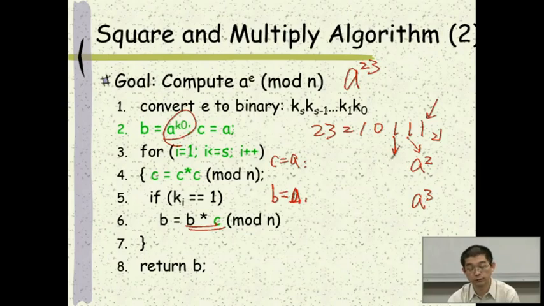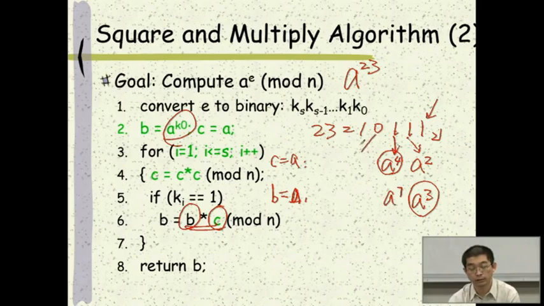And I do a square of c. c currently is a squared, now it becomes a to the power 4. And this again is a bit 1, so I'm going to multiply the current b with c. The current b is a cubed, the current c is a to the power 4, so what I got is a to the power 7.